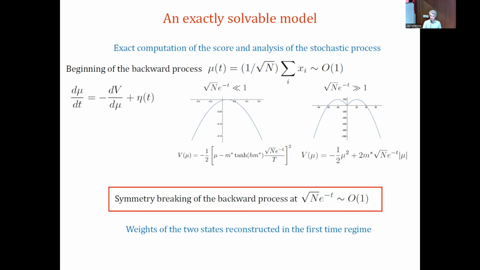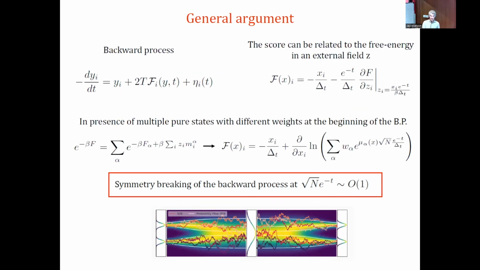So this is what happens in the Curie-Weiss model. Can one be more general than this? And the answer is yes. So actually you can get this result in any kind of statistical physics model. You don't need to have a mean field model, you can take a model in 3D, you can take particle models. And the way to do it is the following. Here is the way in which I write the backward process. It's just this inverted Langevin equation.